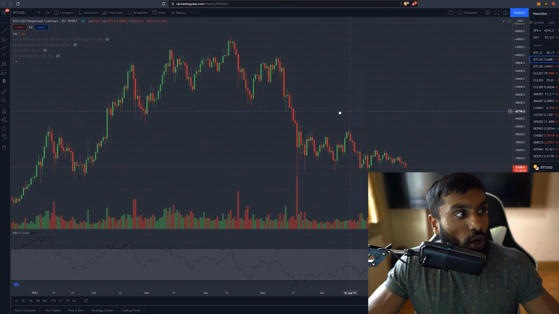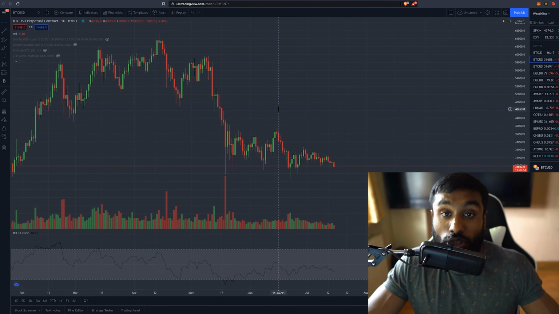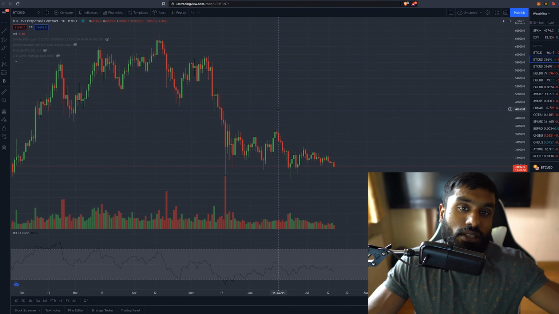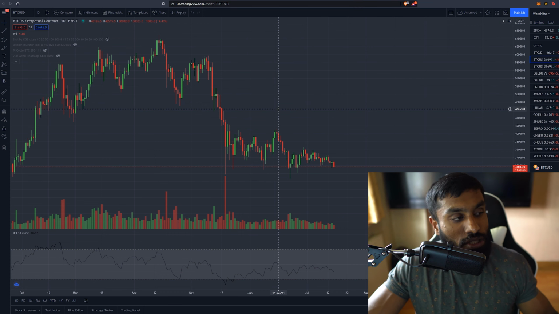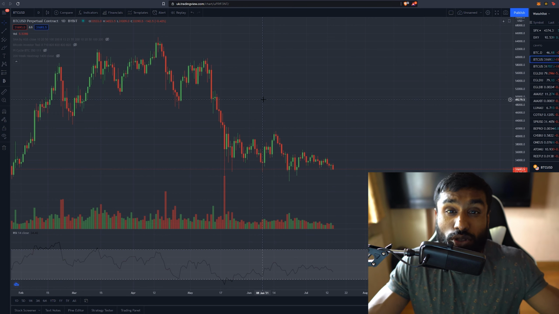I'm going to use the Bitcoin chart. I've got a clear Bitcoin chart here, and I'm going to use the Bitcoin chart within TradingView. If you guys don't have TradingView, TradingView is fantastic. It is free to use. There are paid versions. TradingView is a fantastic tool. So look at this like an introduction and tutorial on TradingView as well.